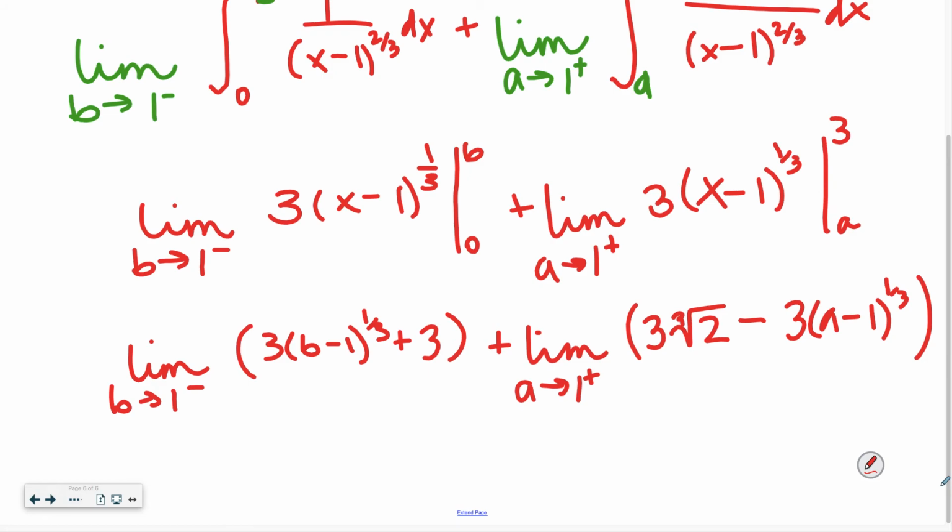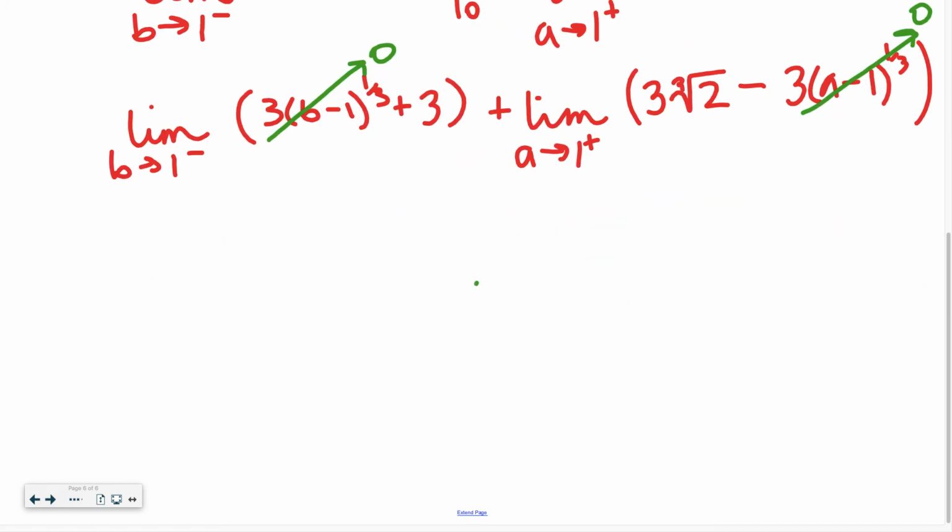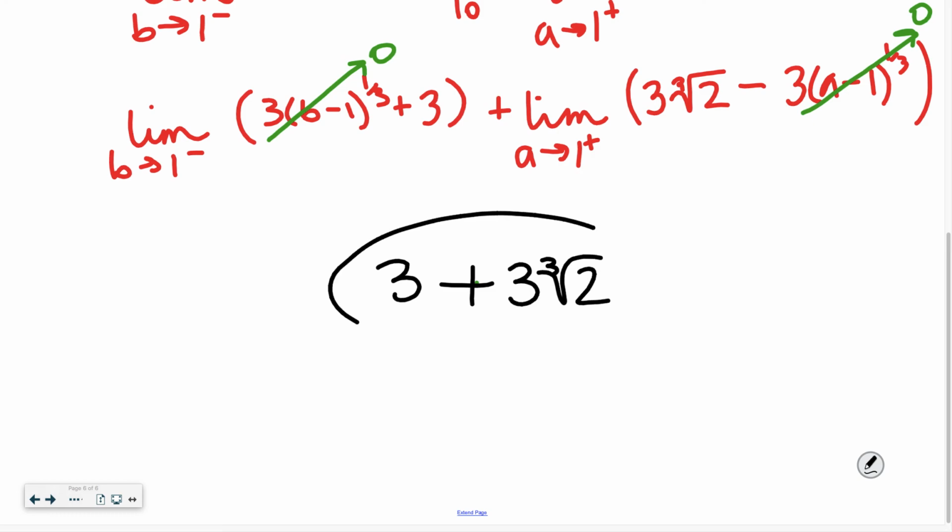So if we plug in to the left of 1, this is going to go to 0. If we plug in to the right of 1, this is going to go to 0. So our integral has a value of 3 plus 3 times the cubed root of 2. That's our area.